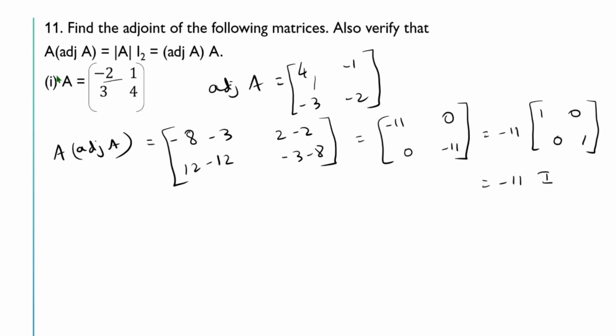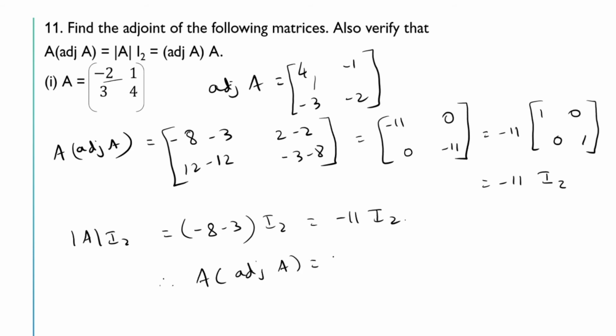Now we have to verify that A into adjoint of A is equal to determinant of A into I2. So this is an identity matrix of order 2. Now determinant of A into I2 is equal to determinant of A, which is minus 8 minus 3, into I2. This is equal to minus 11 into I2. So therefore A into adjoint of A is equal to determinant of A into I2. Similarly, we can also verify adjoint of A into A is also equal to determinant of A into I2.